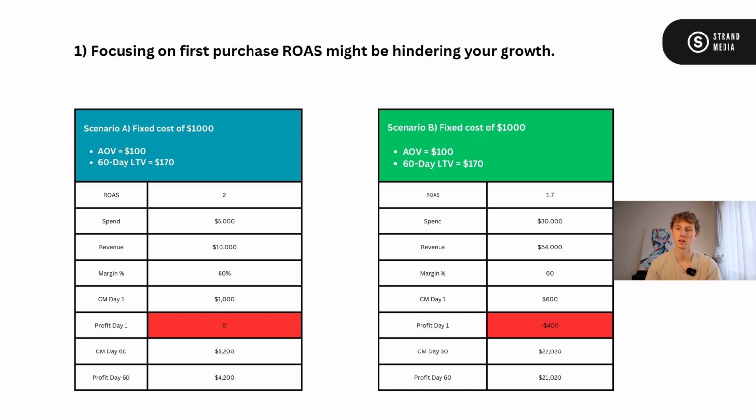As you can see, the contribution margin is $1,000, but when we take away the $1,000 fixed cost, the profit is 0 on day one. So in this example, we're making 0 profit on day one.